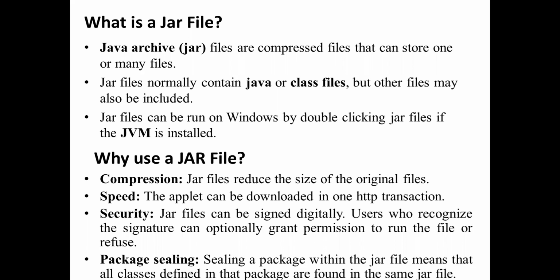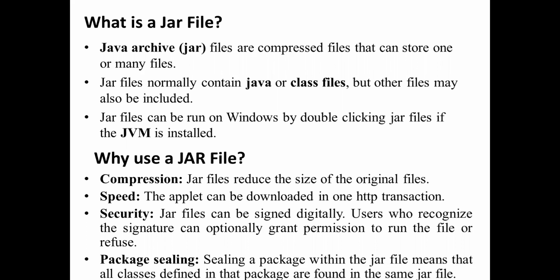Second one, that is speed. When using an applet, we can download it in one HTTP transaction. So this is very important. So why is the jar file very fast? Because it is downloaded in one HTTP transaction. Once that is completed, we go for the next one.